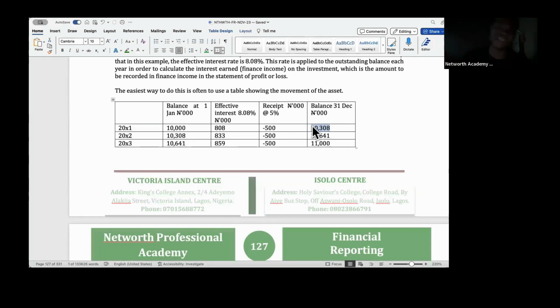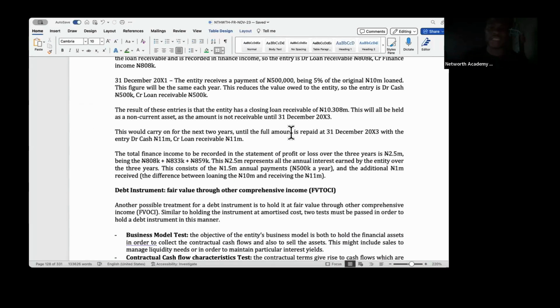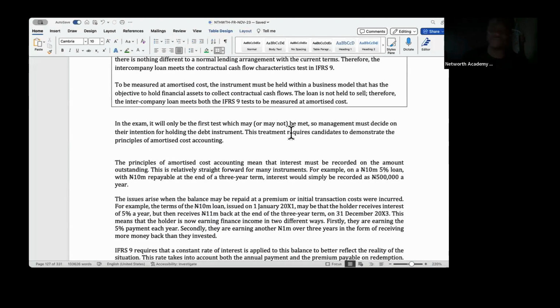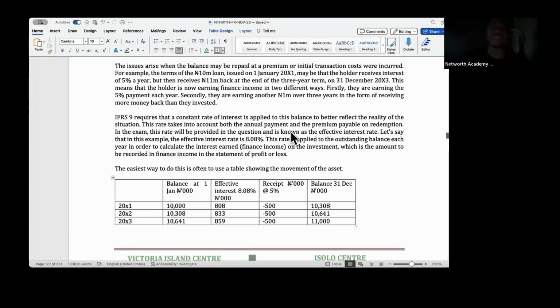But I don't see them ever asking you that. No, they won't. Expect just amortized cost, then you just calculate it and move on. And that is it for financial assets. That is it for debt investment and equity investment.